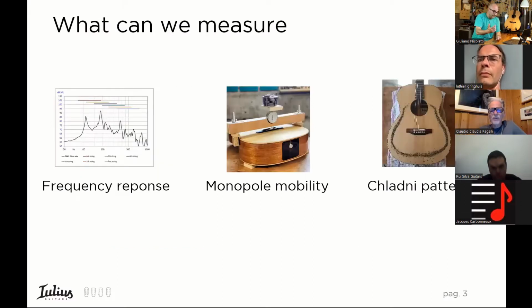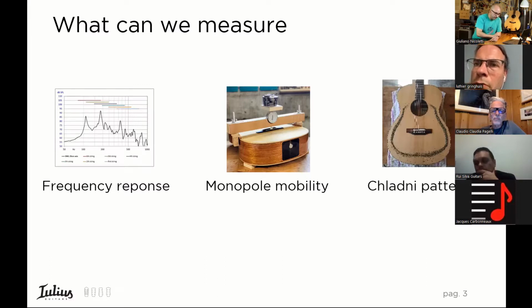What kind of measurements? The most important one, in my opinion, is the frequency response of the instrument, because it is the single measurement that gives us the most important information, and it is also quite simple to perform. But then also the measurement of the monopole mobility of the soundboard is very useful, quite important, and it's also not very difficult to perform.